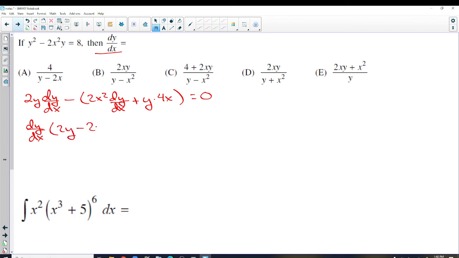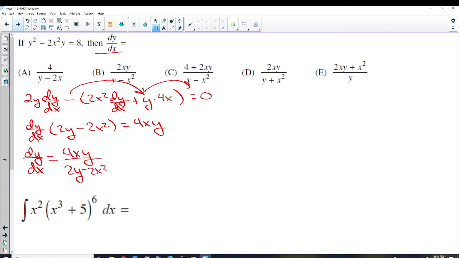2y minus 2x squared. And then this will be negative when you run the negative through, and then we can add that over. So that's equal to 4xy. So dy/dx is equal to 4xy over 2y minus 2x squared. You can factor a 2 out of the bottom, divide it, and you get 2xy over y minus x squared. So we just reduce everything by a factor of 2. And that ends up being letter B. So implicit differentiation.